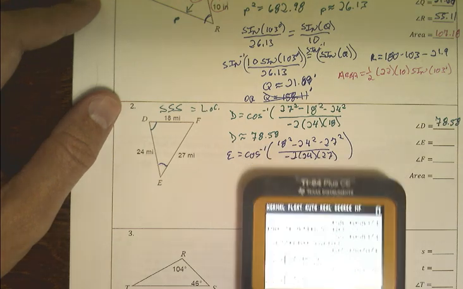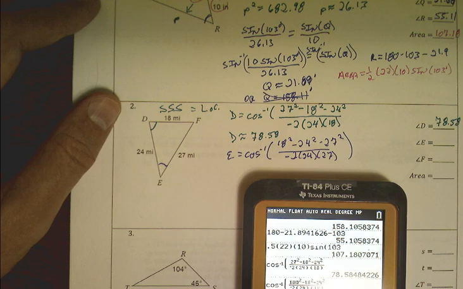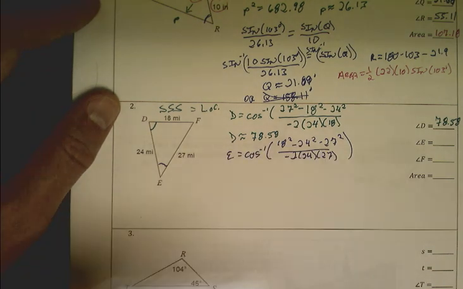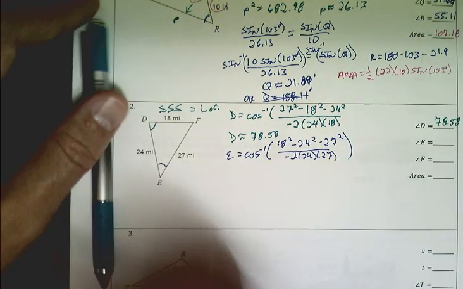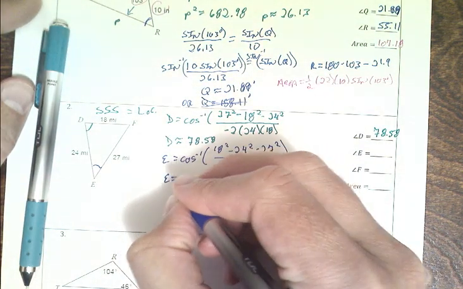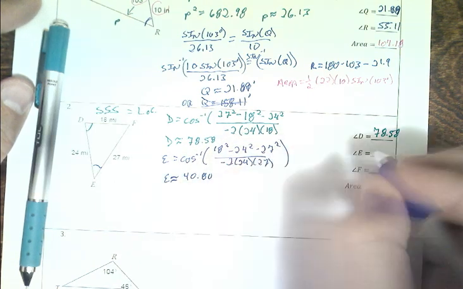And so we could punch that one into our calculator now. See if I can do this without retyping everything. I'll just change that to an 18. We have a 24 squared, so change this one to 27. And so my 18 down here becomes a 27. And we get 40.80. So for angle E, we get about 40.80.